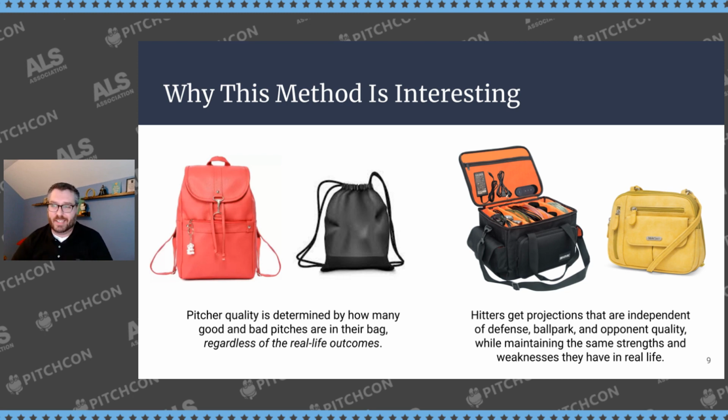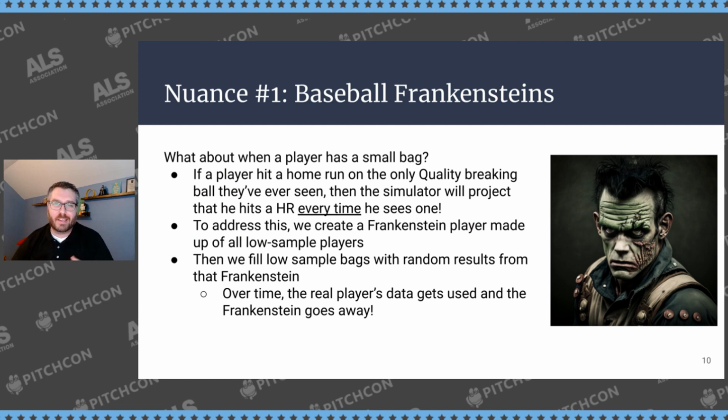There are some more nuances here, and as we get into this, it gets so interesting. Okay, here is nuance number one, which I'm calling baseball Frankensteins. And I thank Midjourney for my interesting picture of a baseball Frankenstein here. That was a fun one. Okay, so what if a player has a small bag? I'm not going to make any jokes about that, but let's just say they've only been in the major leagues for a week, and they hit a home run on the only quality breaking ball they saw.